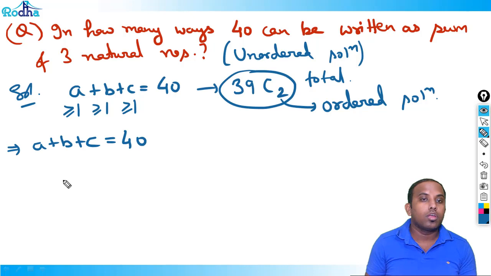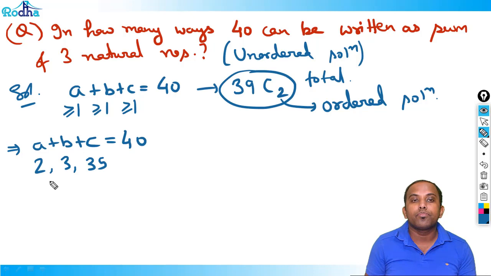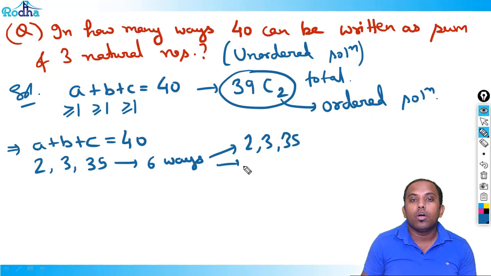Is there a term here, like 2, 3 and 35? So in this 39 C2, 2, 3 and 35 are counted in 6 ways. That means 2, 3, 35 or 3, 2, 35 or 35, 2, 3. Like that, they are counted in total 6 ways. 3 things can be arranged in 3 factorial, that is 6 ways.